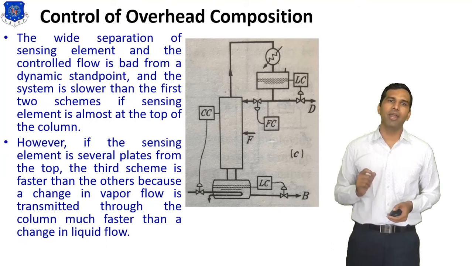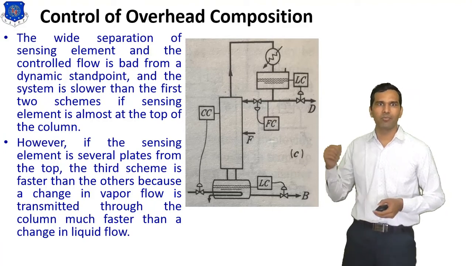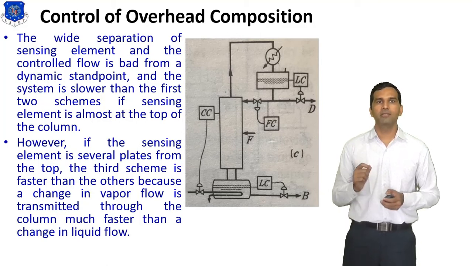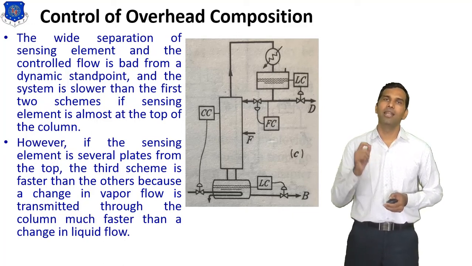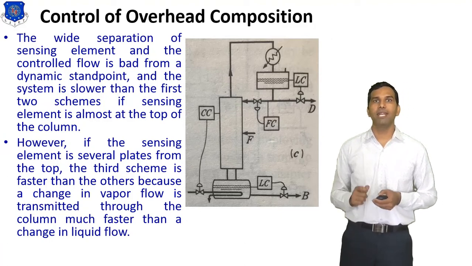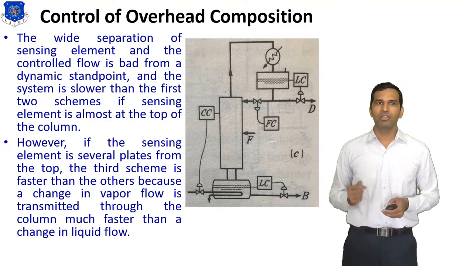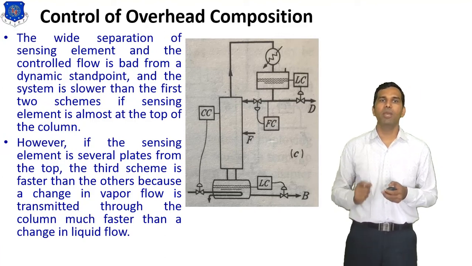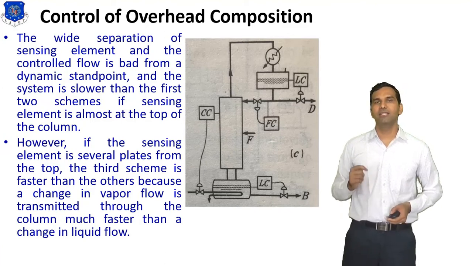However, if the sensing element is several plates from the top, this scheme is faster than the others, because a change in vapor flow is transmitted through the column much faster than a change in liquid flow. So this scheme becomes very effective if the sensing element is, say, a few plates from the top. The reason is that a change in vapor flow is transmitted through the column much faster than a change in liquid flow.